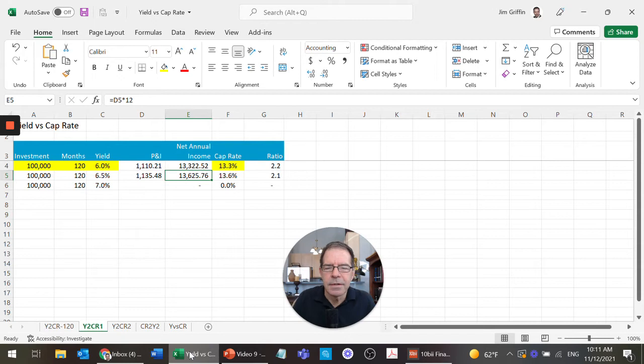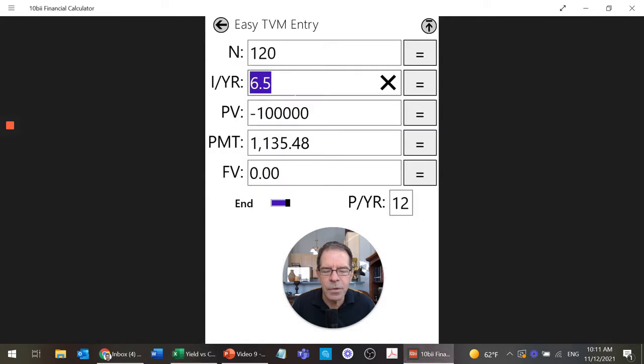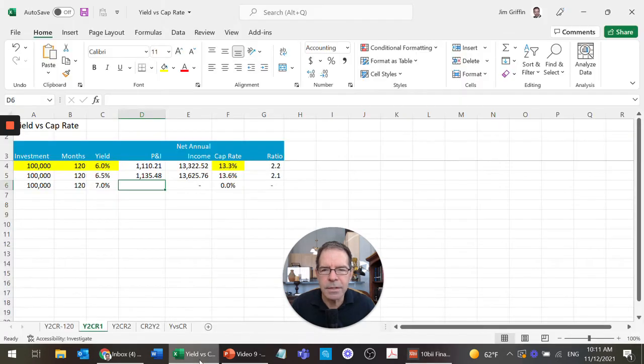1135.48. That's a 13.6% cap rate equivalent. And let's put in 7.7. The payment would be 1161.08. And you can see 13.9.